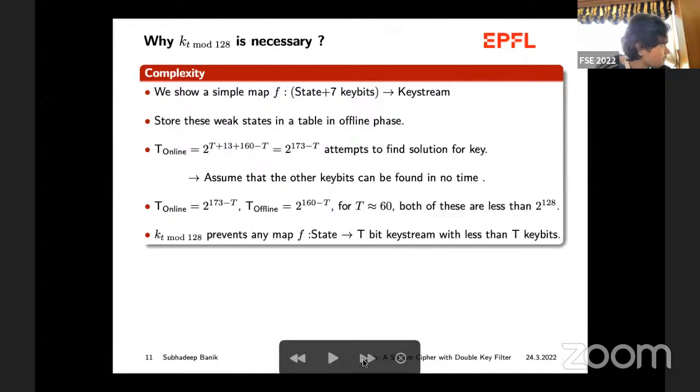So the second filter prevents any map of this type from forming. If we use this additional filter, we cannot make any map that maps the state to the key stream with only a few additional key bits as input.